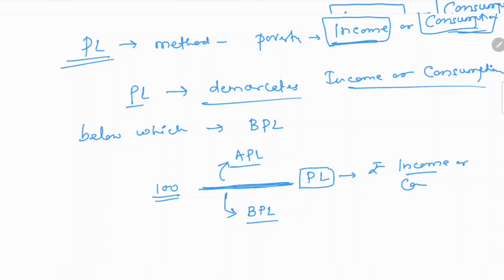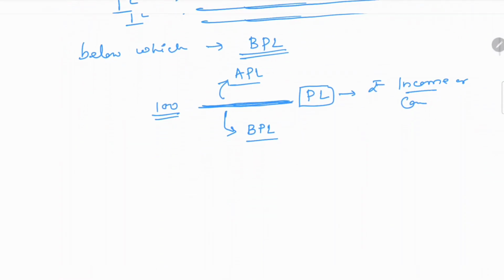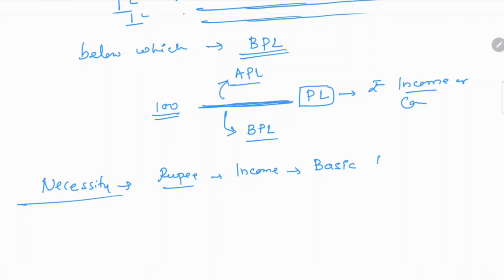So this poverty line is nothing but a line that demarcates either income or consumption, below which you can classify the people as poor or below the poverty line. So what is the necessity of the poverty line? See, the necessity is you can determine the rupee amount, or you can say the minimum income which is required to fulfill the basic needs. Okay, so this is the necessity of using the poverty line.